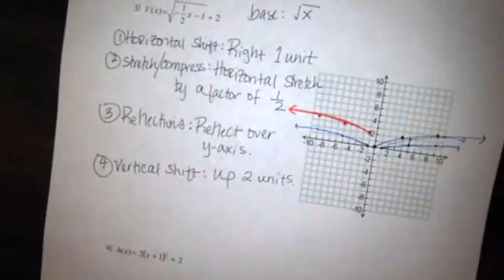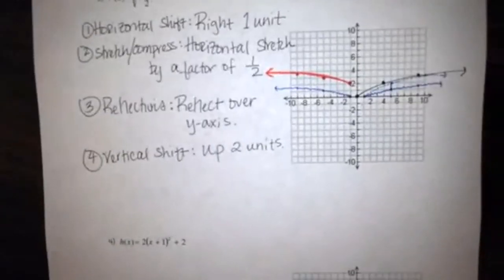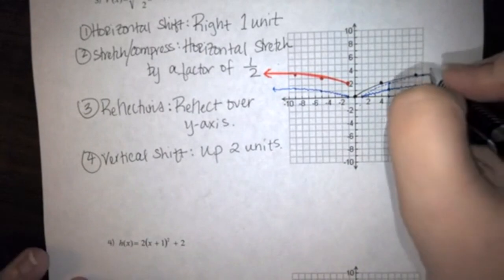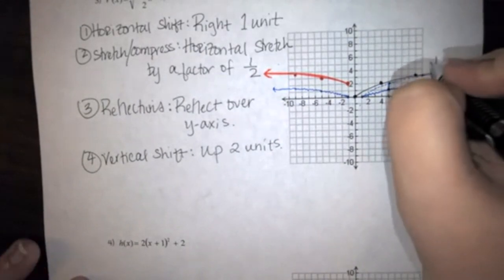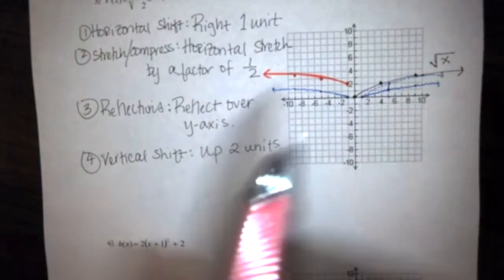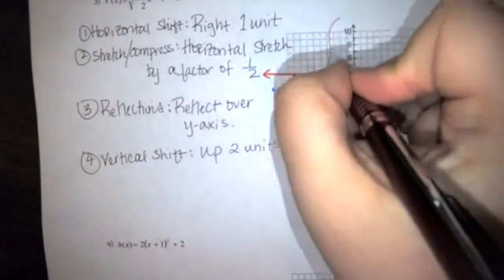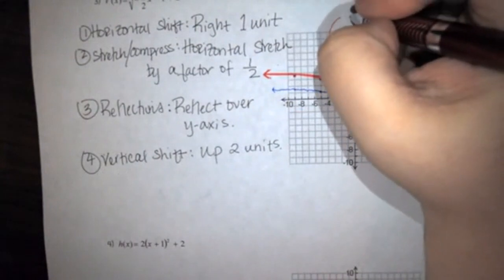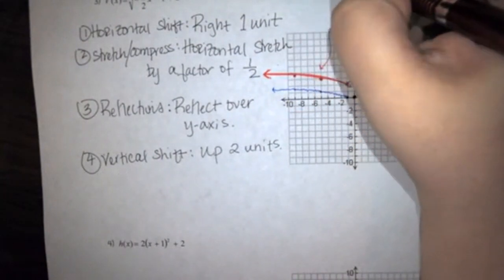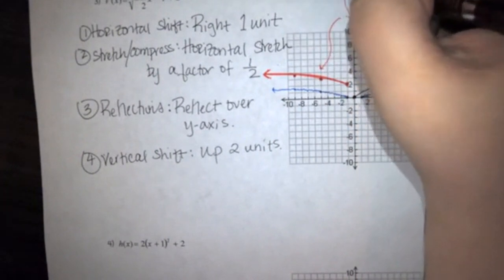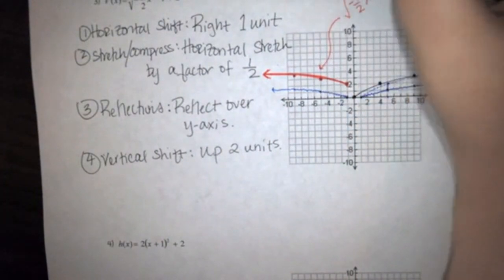So again, if we input what we've got, this one over here is going to be the square root of x. And then this line right there is going to be the square root of -1/2 x minus 1, plus 2.